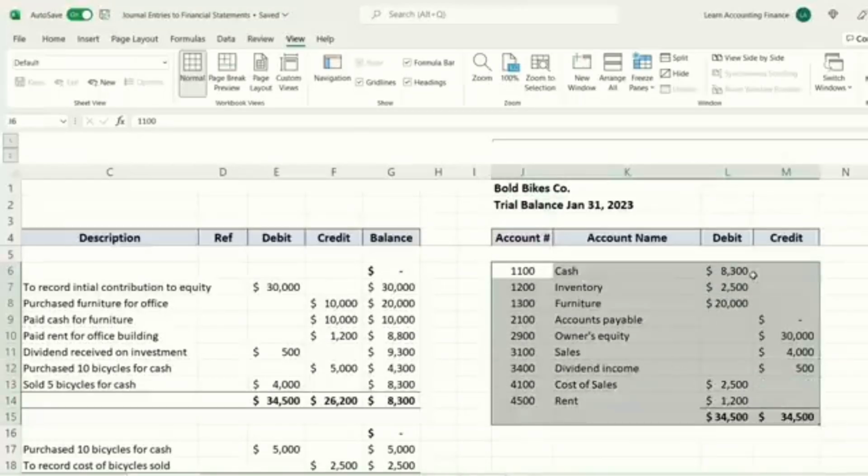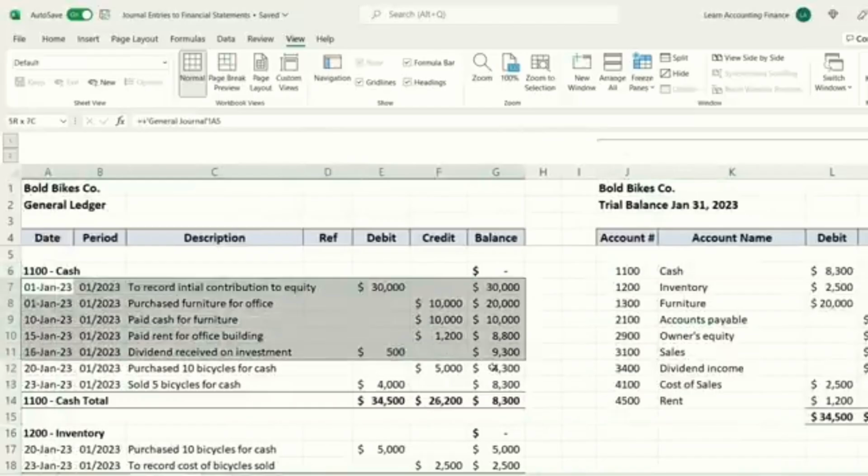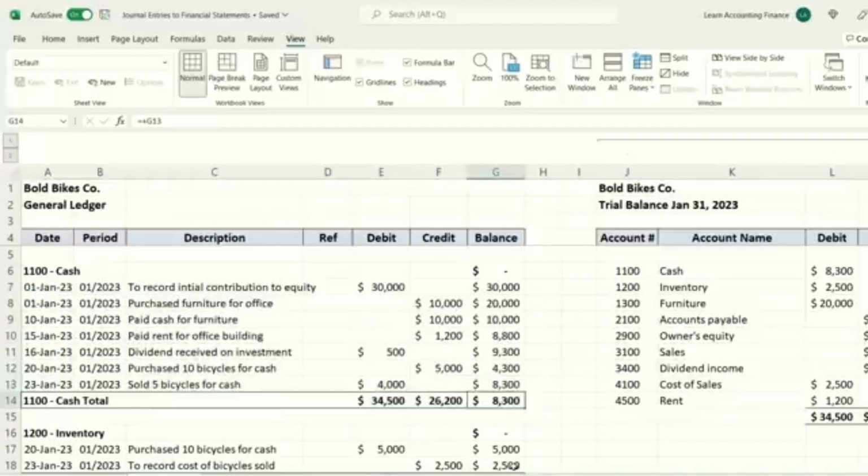However, if you wanted to see all the transactions that took place, you could actually go back to any single journal ledger. So again, for example, for cash, you can see all the transactions that took place in the month, and here you have the final balance of January 31st.